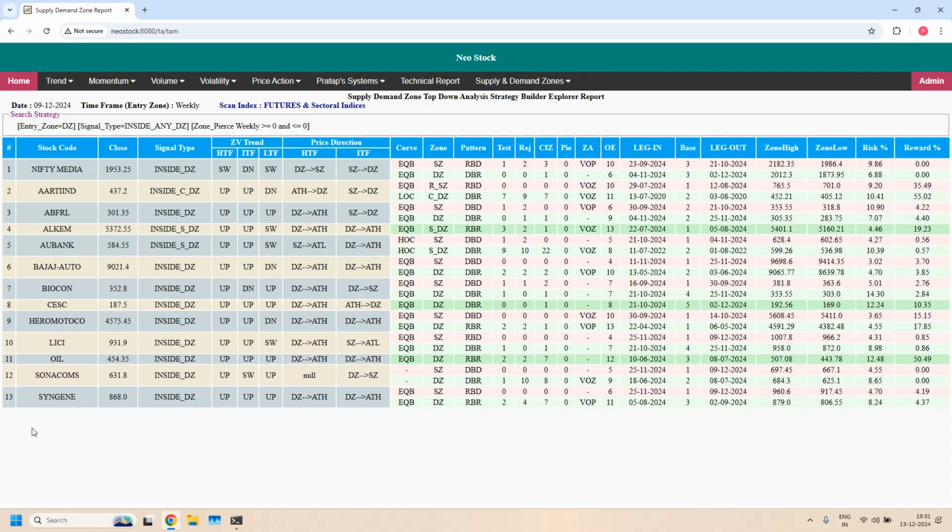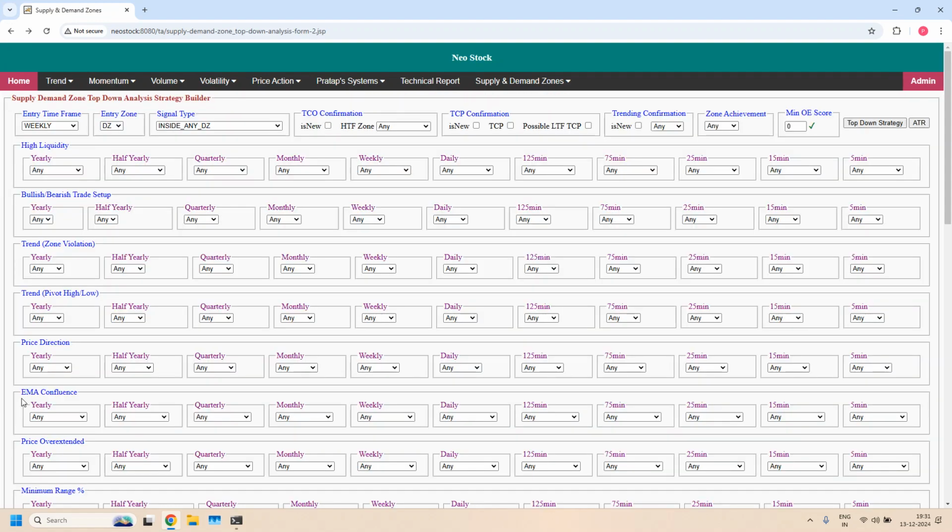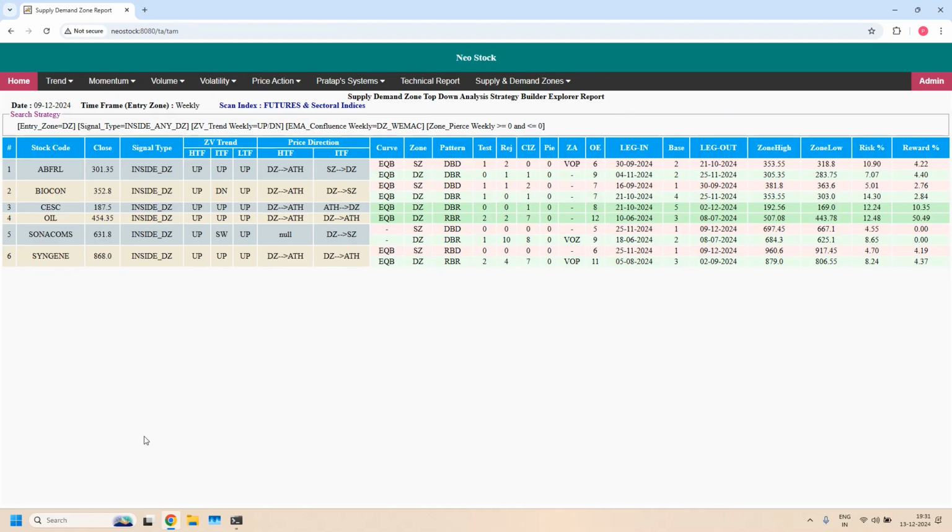Out of these 13, how many are having weekly EMA Confluence? Let's filter based on that. In the EMA Confluence, weekly time frame, weekly demand zone having weekly EMA Confluence, and EMA Confluence should not be on sideways. So on trend we are selecting up or down trend. With these filters we got 6 stocks. In these 6 stocks, weekly demand zones are having weekly EMA Confluence, and also price closed inside the weekly demand zone.